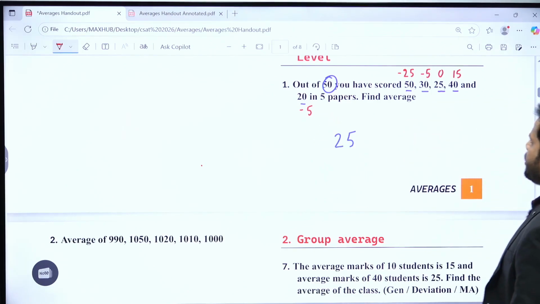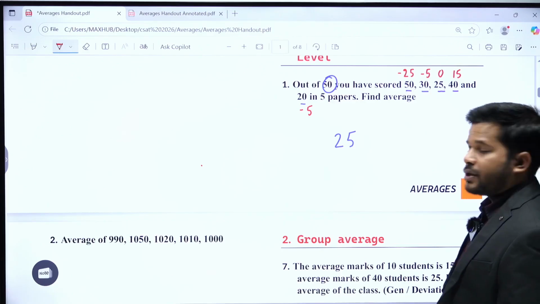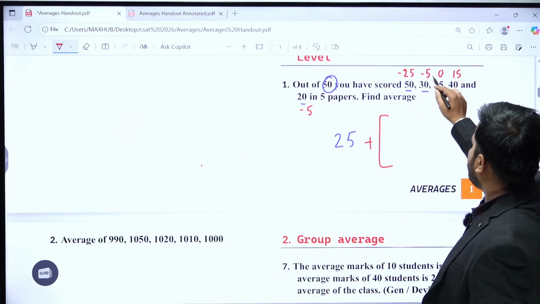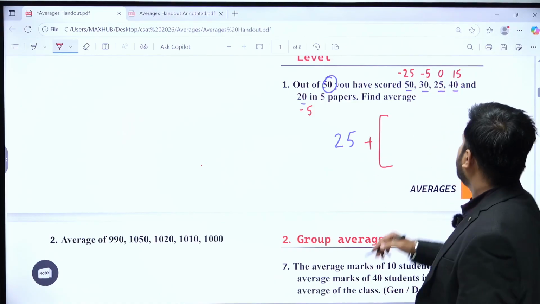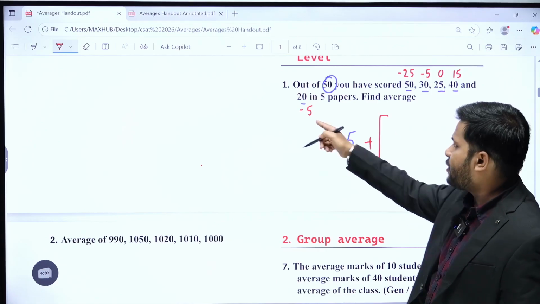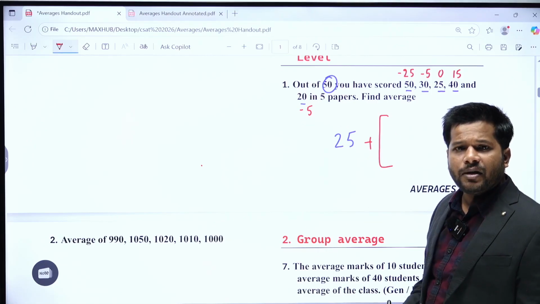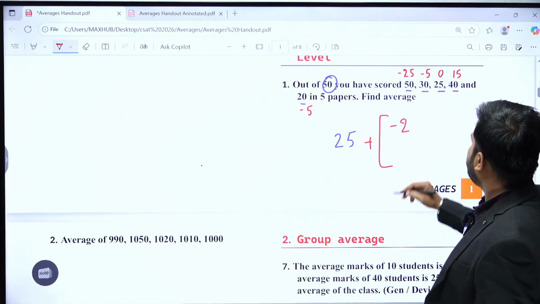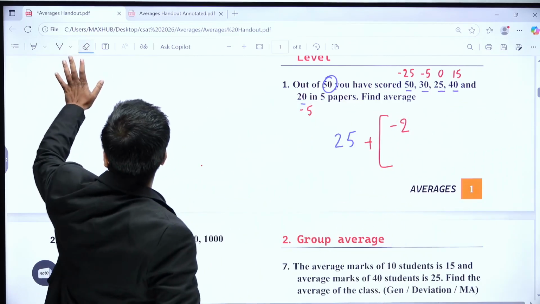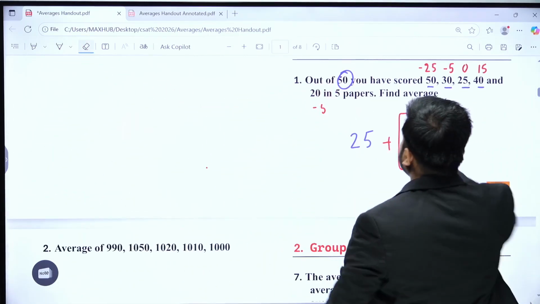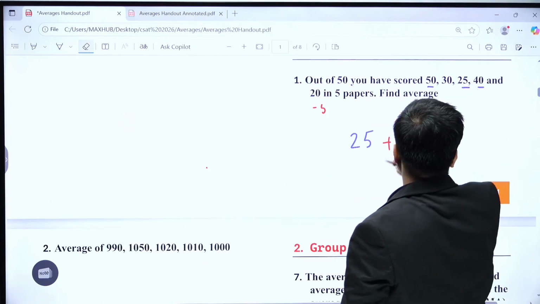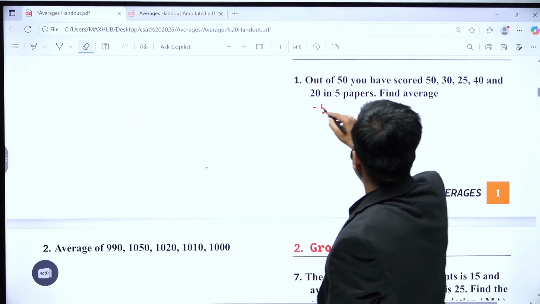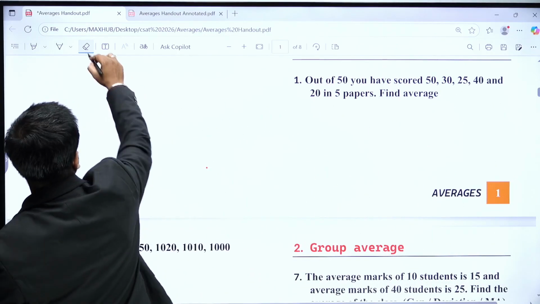Is it clear? Got it? Then what I will do? I will do the sum. Minus 25 minus 5 will be minus 30. Minus 30 plus 15 will be minus 15. Minus 15 minus 5 will be how much? I made a mistake. Sorry, my bad. Extremely sorry.